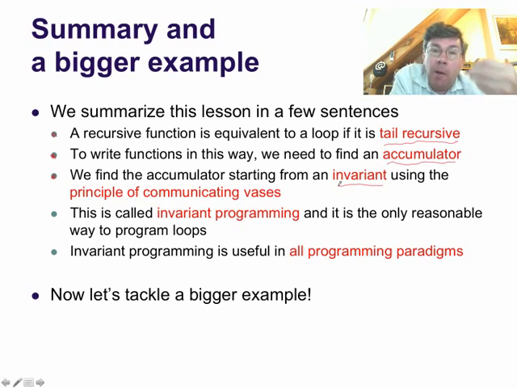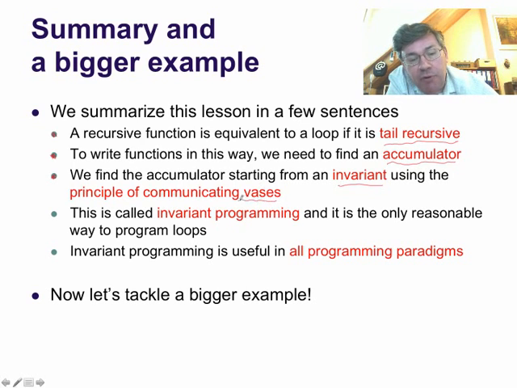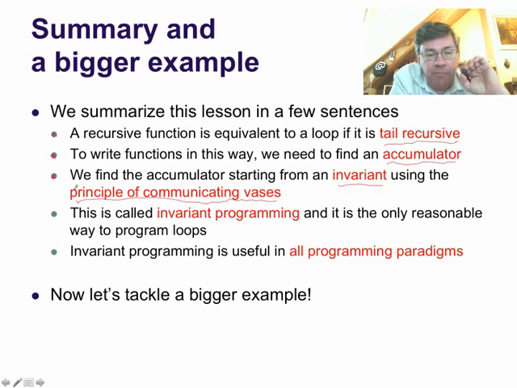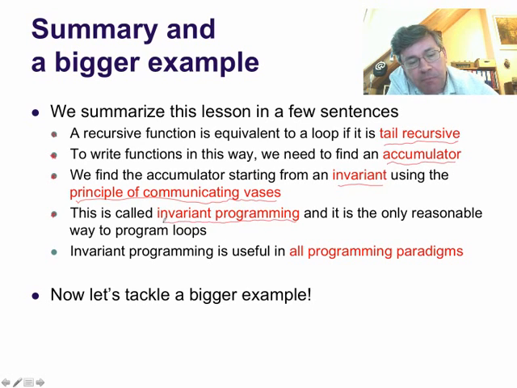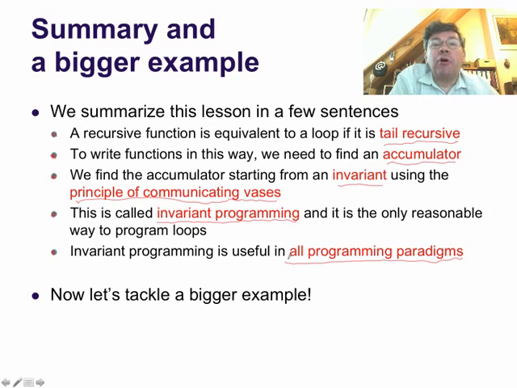is true about the arguments of the function at each recursive call, and we use the principle of communicating vases to build the result in there, in the accumulator. This approach is called invariant programming, and in fact it's the only reasonable way to program loops. And finally, it's useful in all programming paradigms, not just functional programming. We've introduced it in functional programming because this is our first paradigm. The others will build on top of this, but this technique continues to hold.